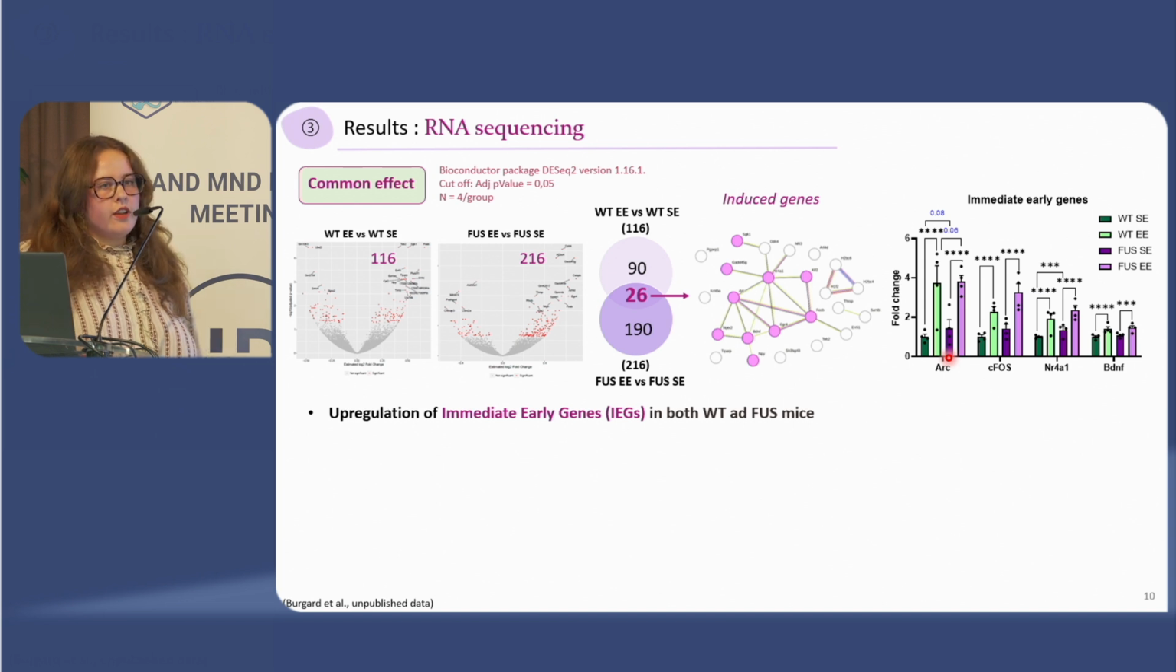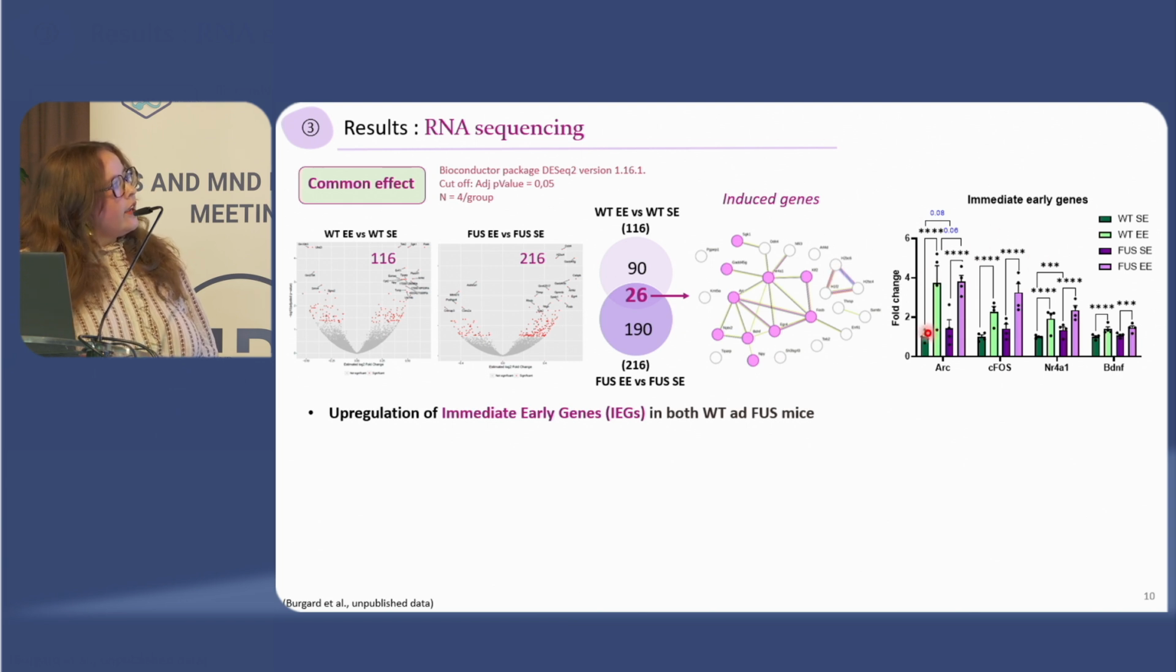So what about the transcriptomics now? I did some RNA sequencing. After DESeq2 treatment, we discover a common effect of enrichment. We can see here that we have more upregulated genes in the 2 genotypes in the EE condition. Then we crossed these 2 sets of upregulated genes, and we obtained 26 genes in common, and among them a dozen are related to immediate early genes.